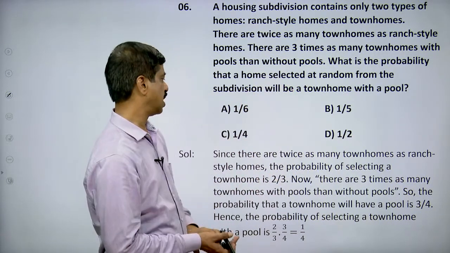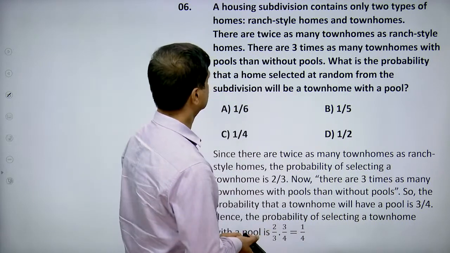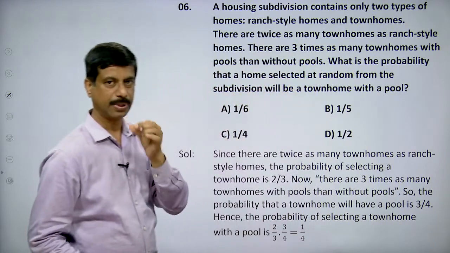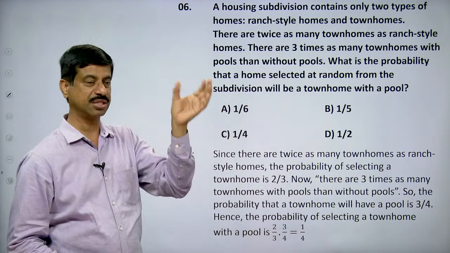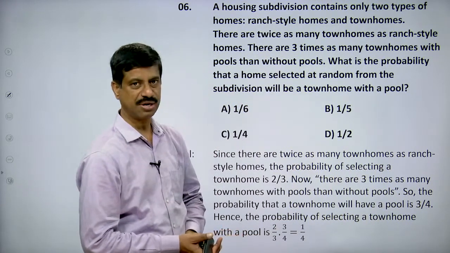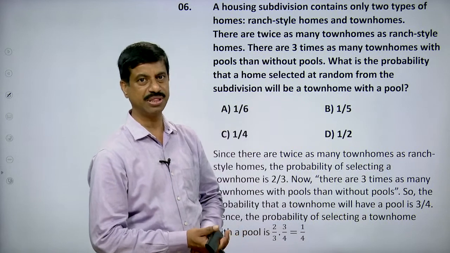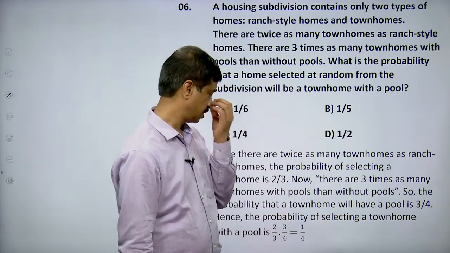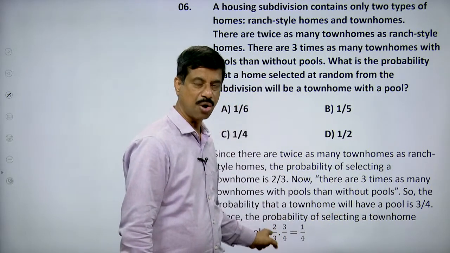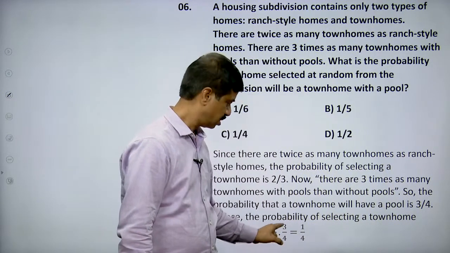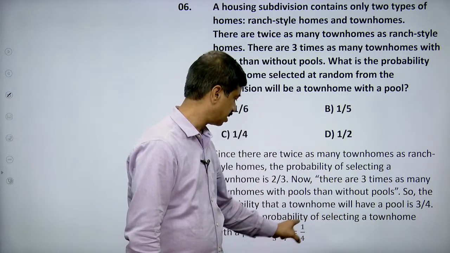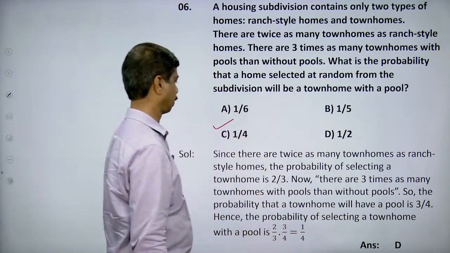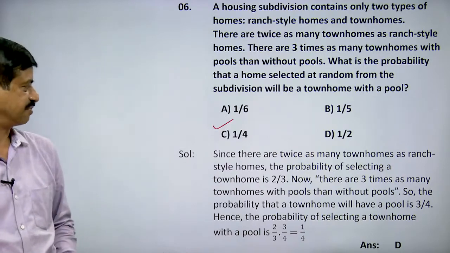Clear? So next, town homes have 3 times with pools. Okay? If there are X homes without pools, then number of town homes with pools are 3X, like that. So therefore, total will be 4. Denominator will be 4, numerator will be 3. So therefore, probability of a home selected with pool is 3/4. So therefore, probability is what? Town home and means multiplication. House with pool. So therefore, 2 by 3 into 3 by 4, which is 1 by 4, children. So option is, right, children. Please take it fast.